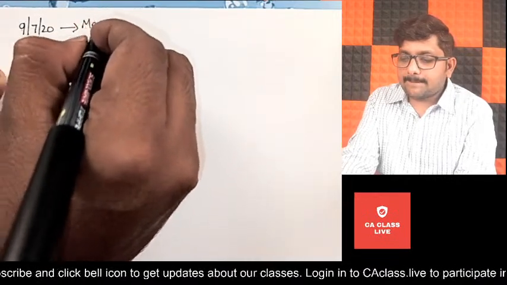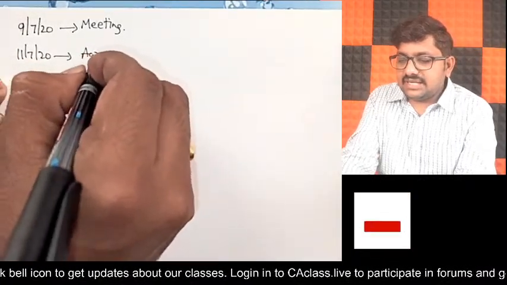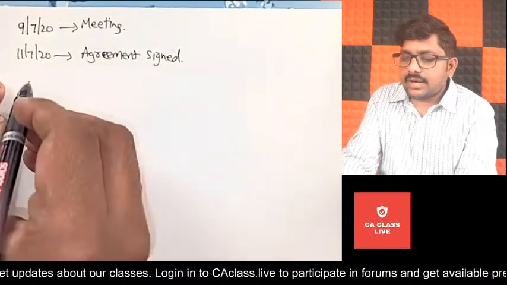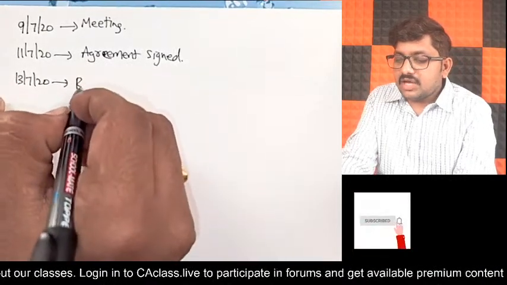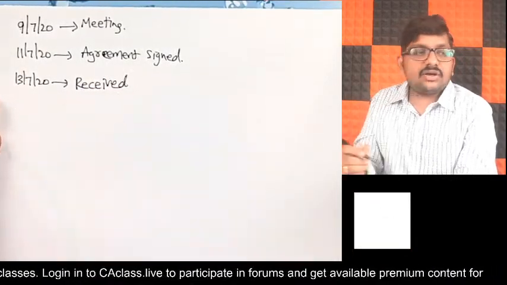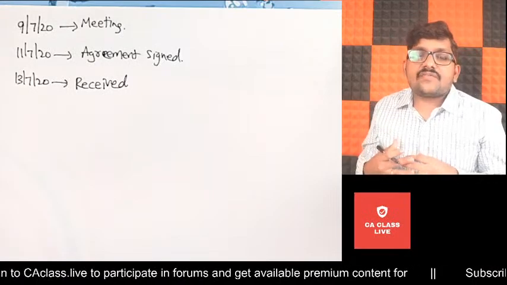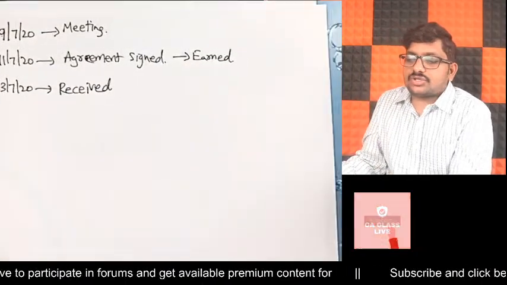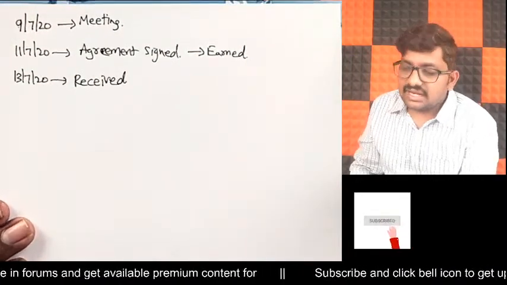9th of July 2020, meeting took place. 11th of July 2020, agreement has been signed. And then imagine they paid me on 13th of July 2020. It means we have received the money on 13th of July 2020. In all these three dates, when can you say you have earned the money, friends? You will say on 11th of July 2020 you have earned money. You have the right to take the money on 11th of July, and you can say you have earned it on that date. Correct?